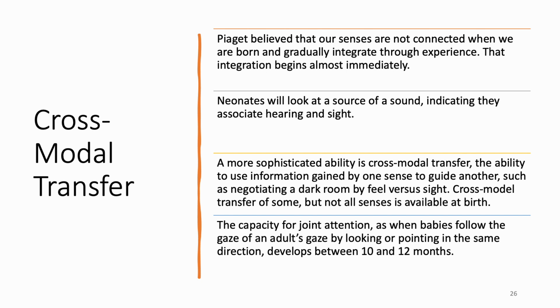A more sophisticated ability is cross-modal transfer, the ability to use information gained by one sense to guide another, sight and sound, such as negotiating a dark room by feel versus sight. Cross-modal transfer of some but not all senses is available at birth. The capacity for joint attention, as when babies follow an adult's gaze by looking or pointing in the same direction, develops about 10 to 14 months.